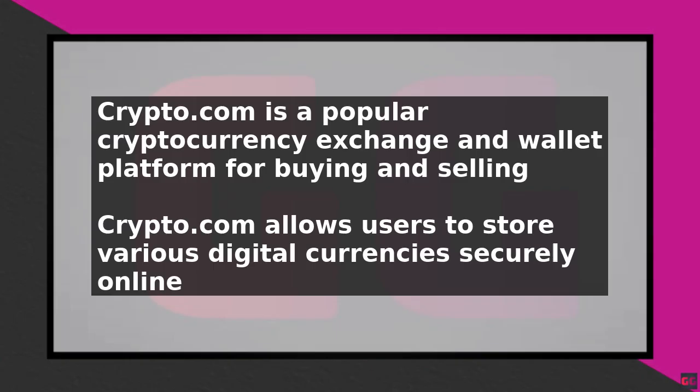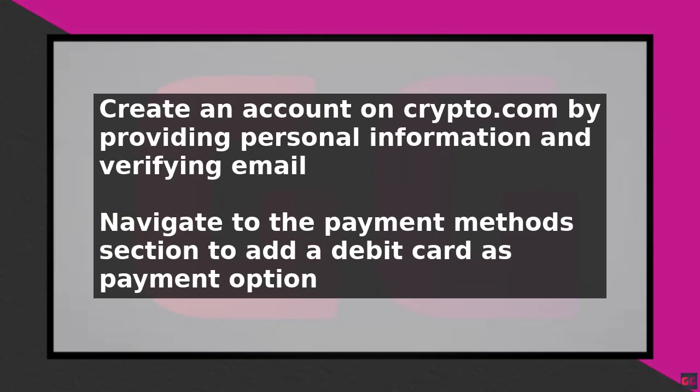First, go to the Crypto.com website or download the Crypto.com app from the App Store on your mobile device. Create an account by clicking on the Sign Up button and following the registration process. You will need to provide some personal information and verify your email address.